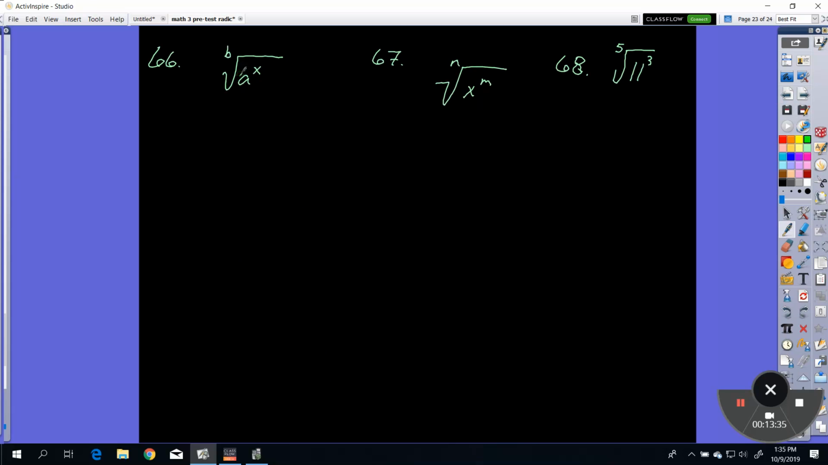All right, so in 66, you're supposed to rewrite this as a fractional exponent. So a is the base, x is the numerator, and b is the denominator. So on 67, x is the base, m is the numerator, n is the denominator. On 68, 11 is the base, 3 is the numerator, the number on the outside is the denominator.